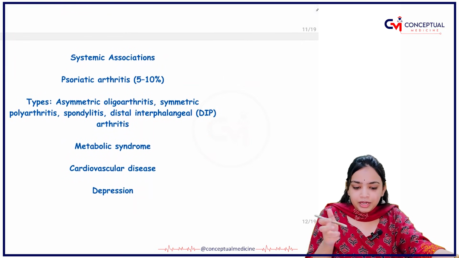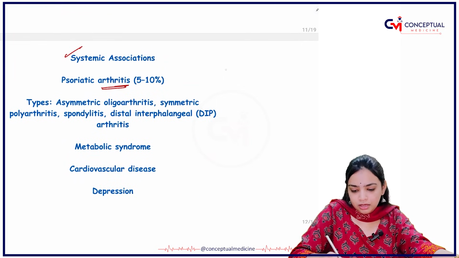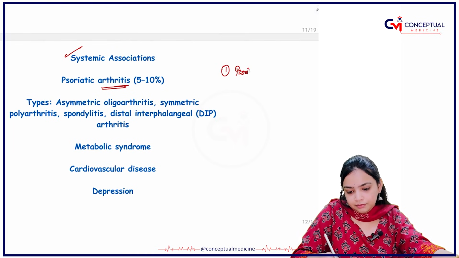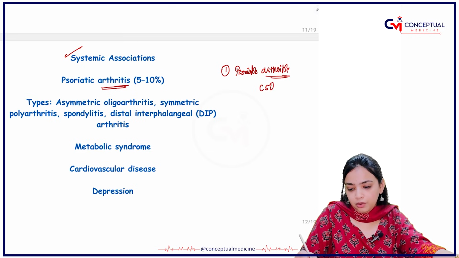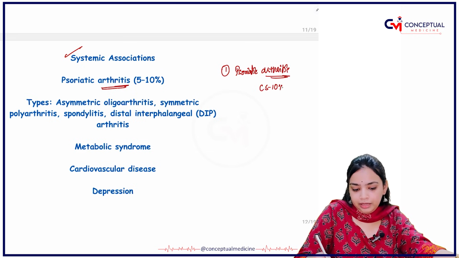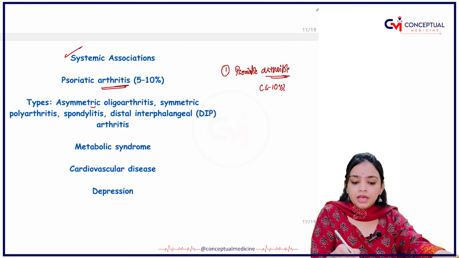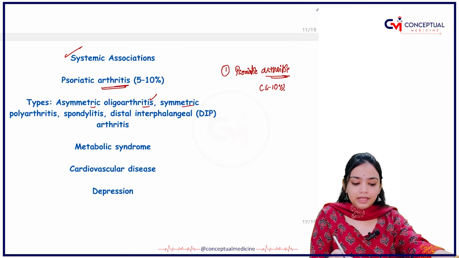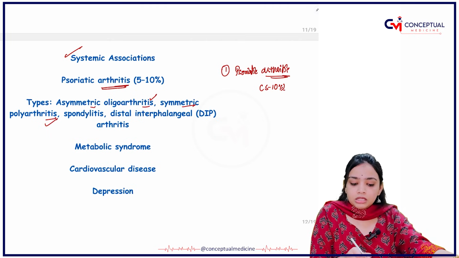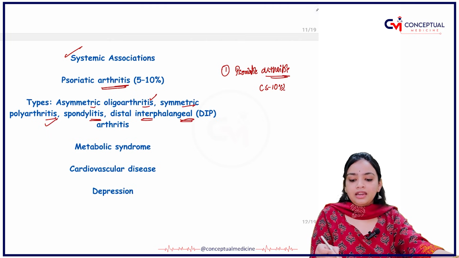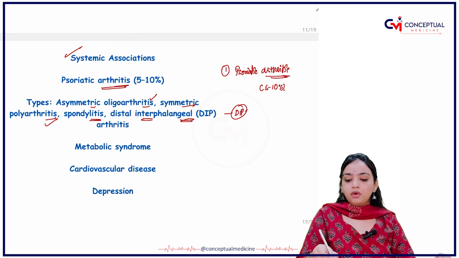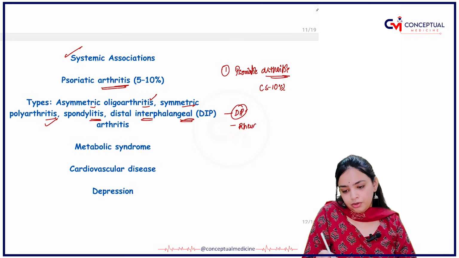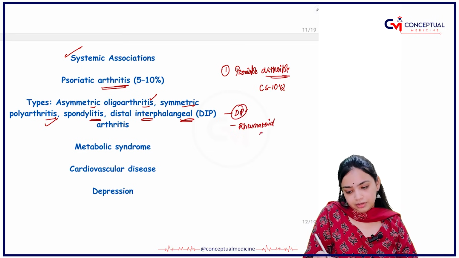Okay. What are the systemic associations? So first thing you have is psoriatic arthritis. Its association is around 5 to 10%. The types that you have are asymmetrical oligoarthritis, then symmetric polyarthritis, spondylitis, and distal interphalangeal, that is the DIP arthritis. So distal interphalangeal joints will be involved, and we have seen that in the cases of rheumatoid arthritis. Okay.